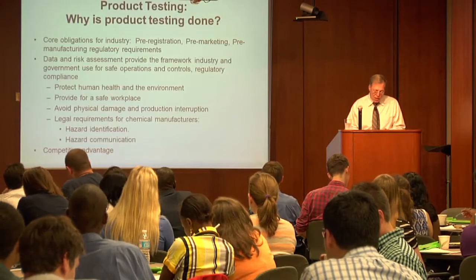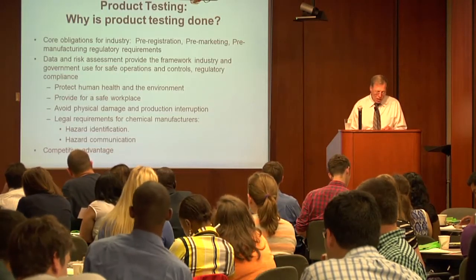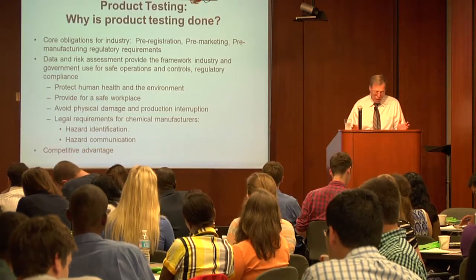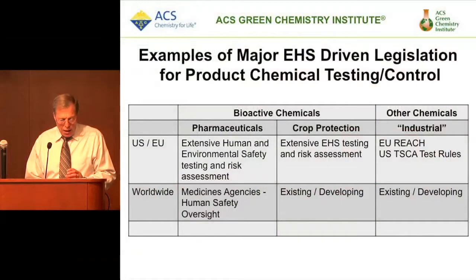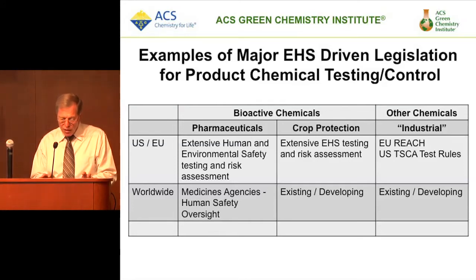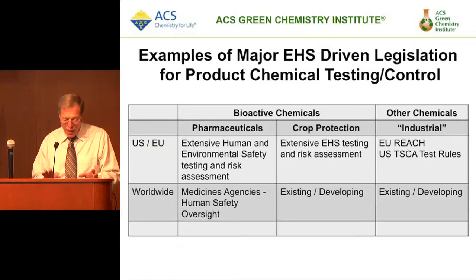But there is a lot of testing done. It can occur at various points in a product life cycle. It has a lot of good reasons for being conducted: human health, environment, safe workplace. And these are some of the regulatory frameworks that are out there in the US, EU. You see I've divided pharmaceuticals from crop protection, from industrial chemicals. These tend to be regulated by different agencies. Generally around the world, this is the case. There's certainly exceptions, but pharmaceuticals, heavily regulated. Crop protection chemicals, heavily regulated. Industrial, big difference between what happens in the US and what happens in the EU under REACH.